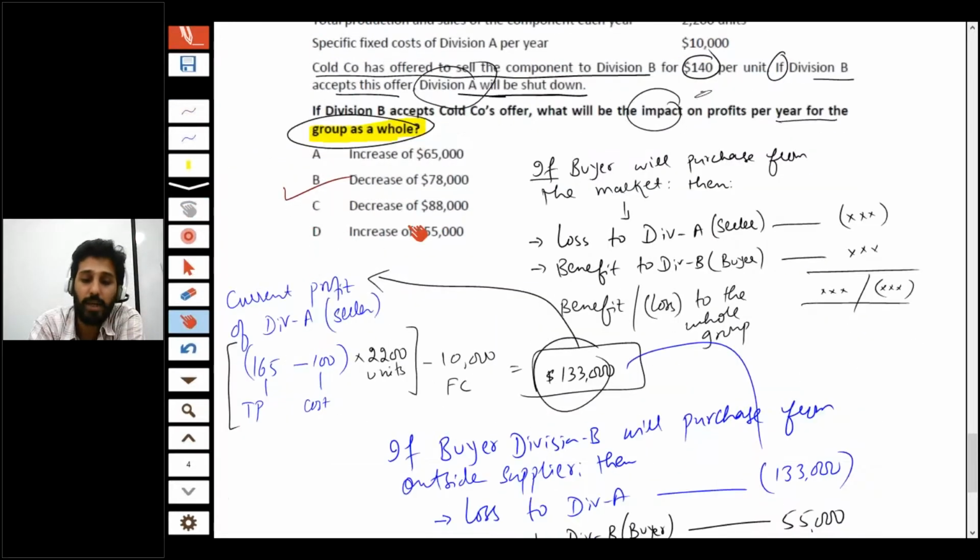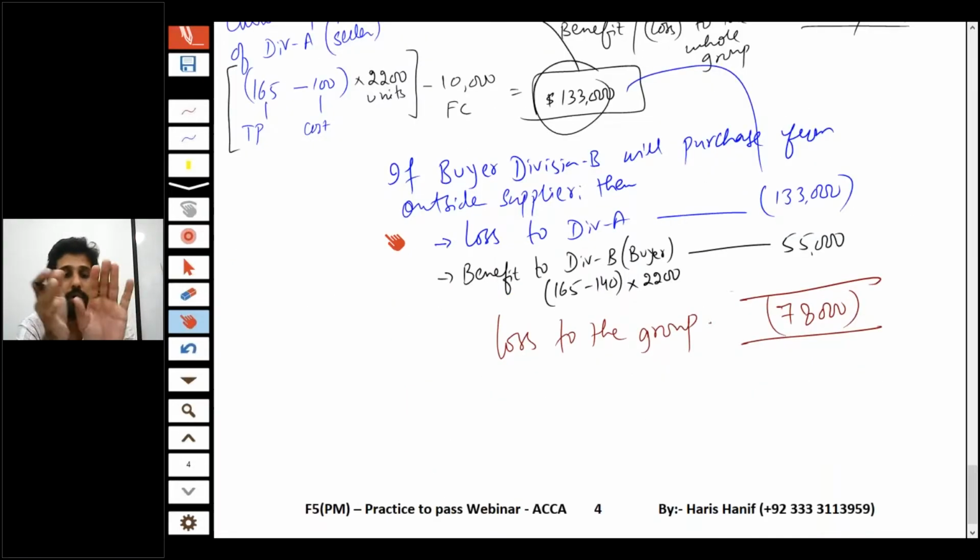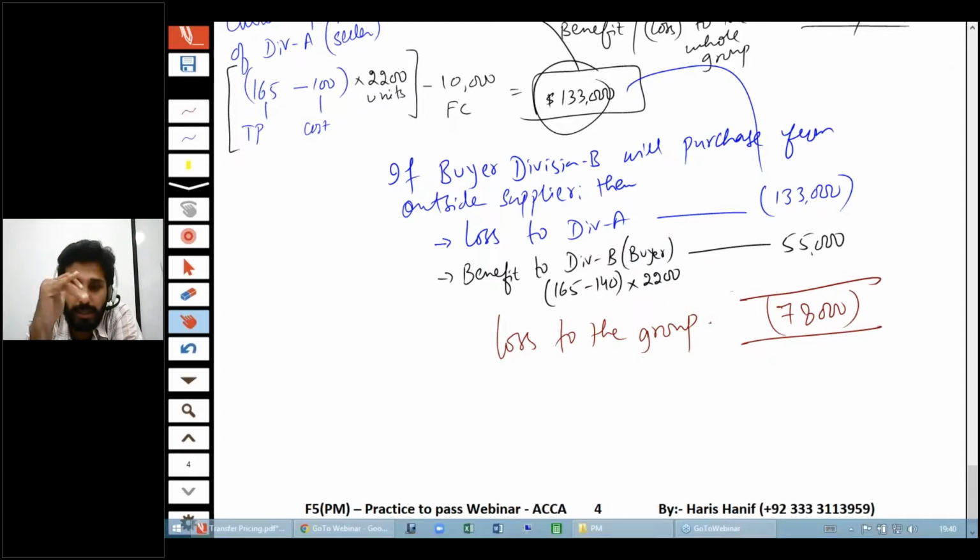But as far as the concepts are concerned, now my bargaining position is high. I am at the high bargaining position since I got the offer at 140. If I will be going out, your division will be shut down. The group will be having a loss of $78,000. Now it's your turn to reduce your selling price.